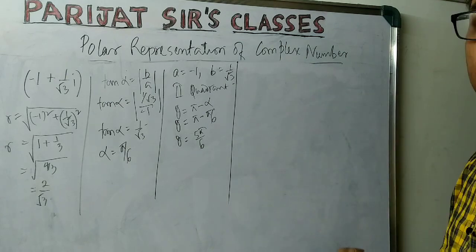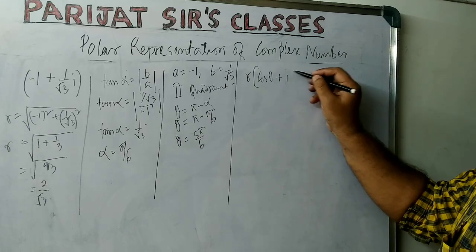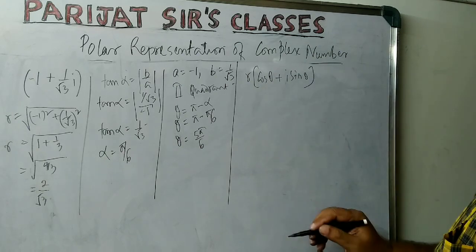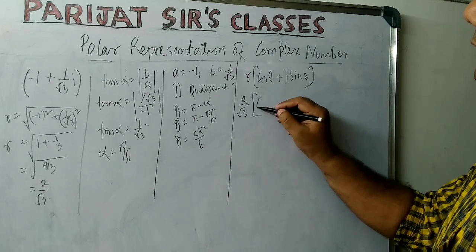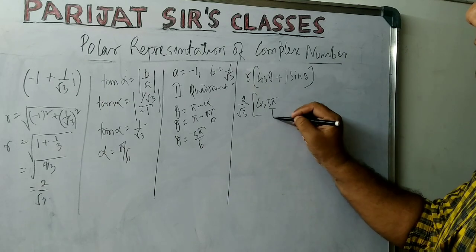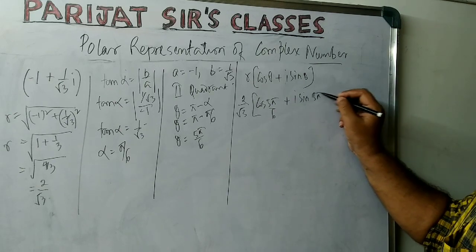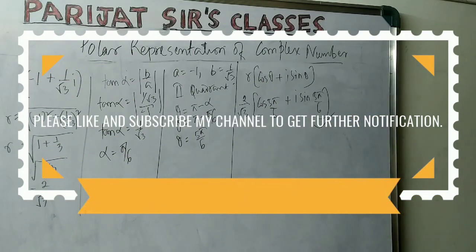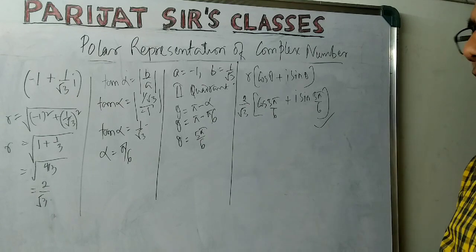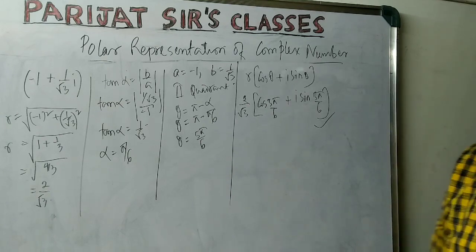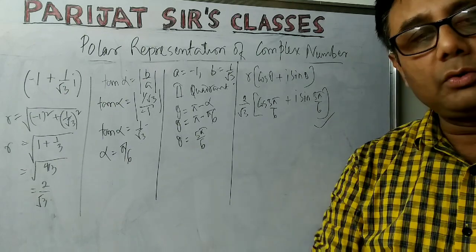So what will be my polar representation? It is r cos theta plus I sin theta. So what is the value of r? 2 by root 3 cos 5 pi by 6 plus I sin 5 pi by 6. So this is my polar representation, and this is how we represent a complex number into its polar form. So this is what we have learned today.